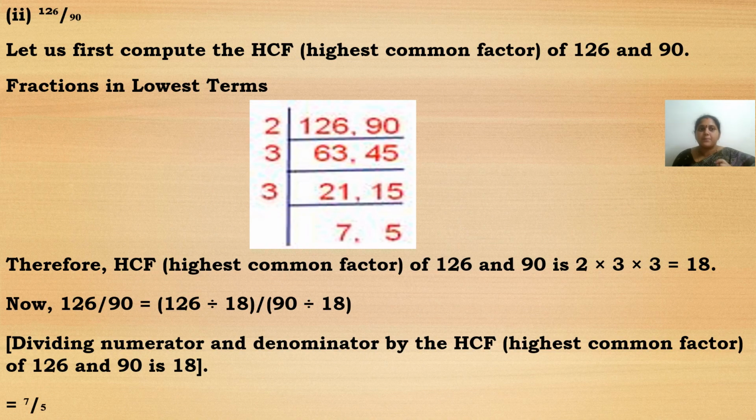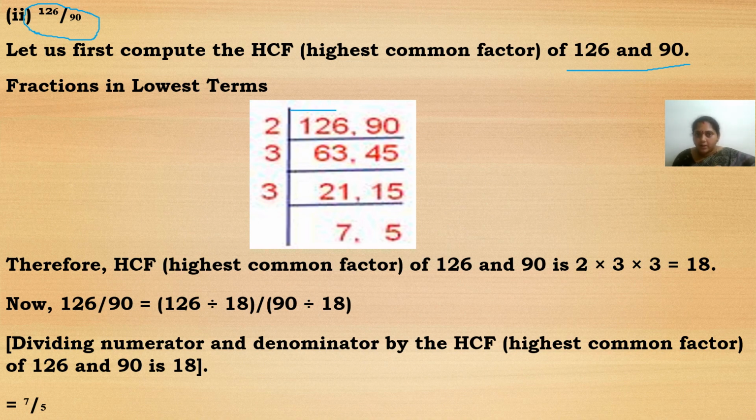In this example, first what is our number here? 126 by 90. This is a bigger number. Now for finding the HCF of this number, what do we have to do? We have to take 126 and 90, and we have to find the lowest term of the fraction. For finding the lowest term of the fraction, how are we going to find it here?